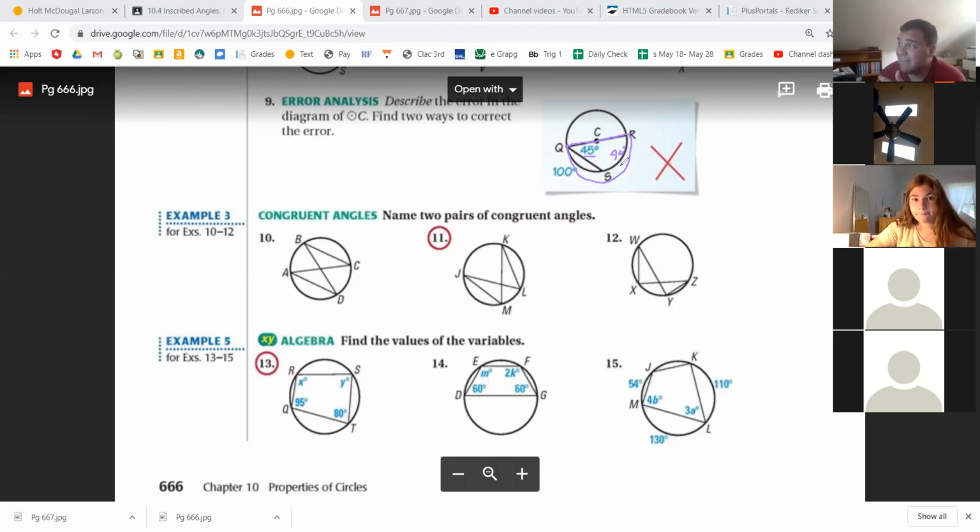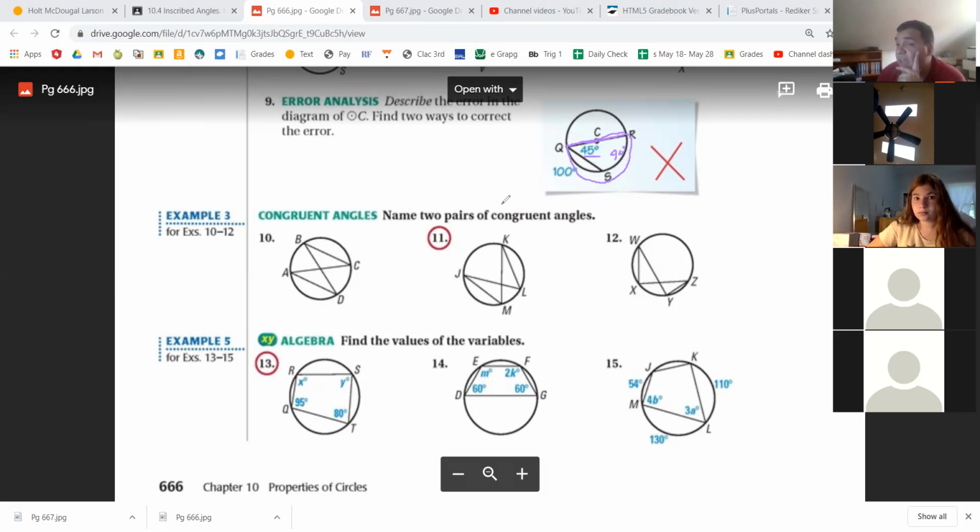The fact of the matter is that it has to add up to 180, so either you're changing the little angle or you're changing the fact that the total is 180 by changing it and saying it's not a diameter. So something along those lines. It's not actually a diameter, or it's not actually 45 degrees for number 9.